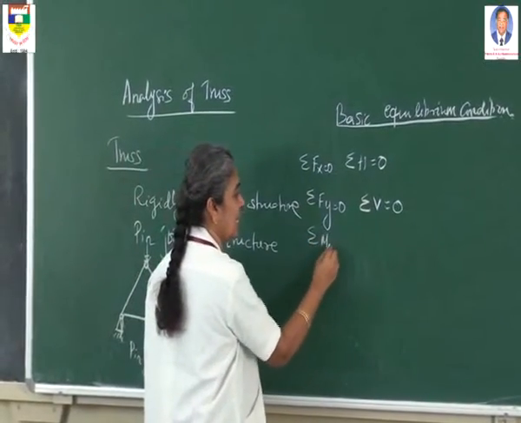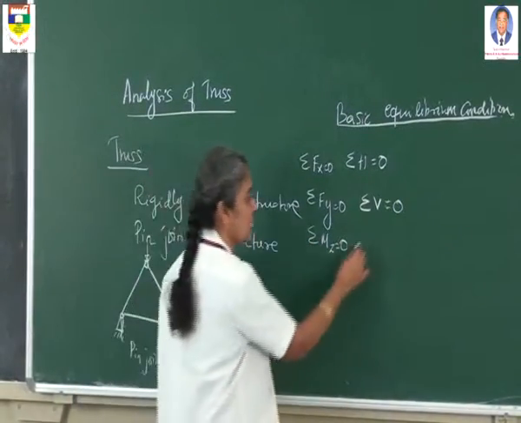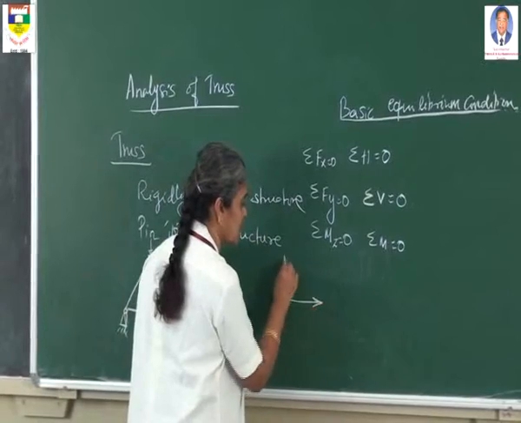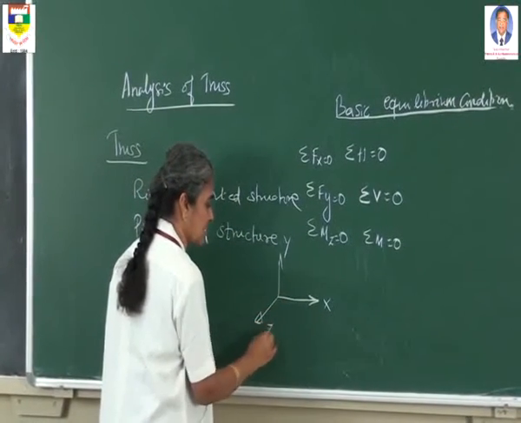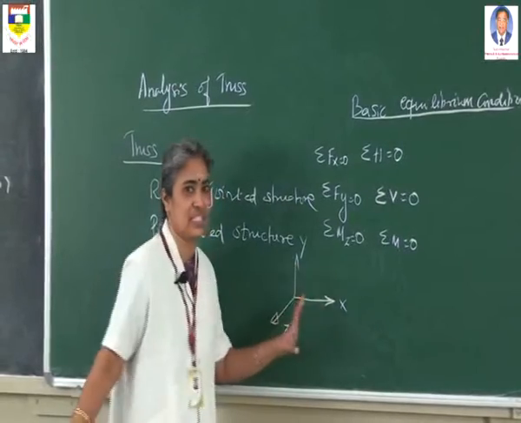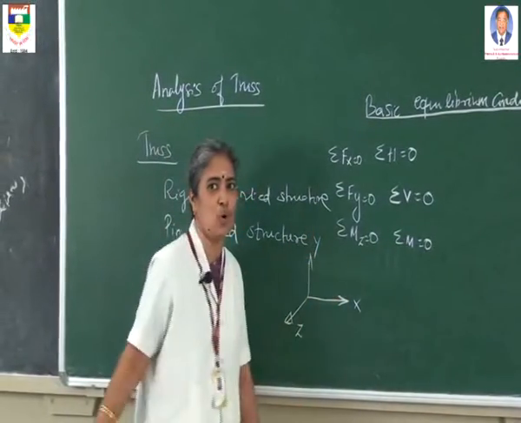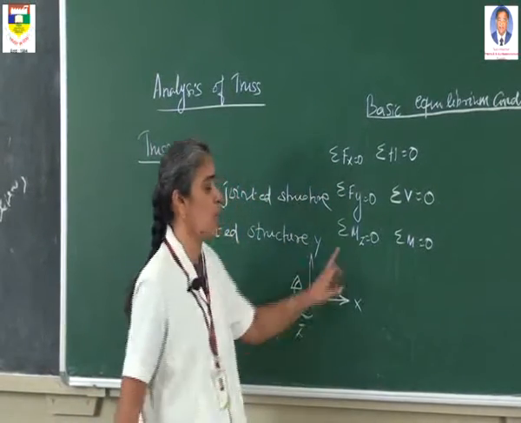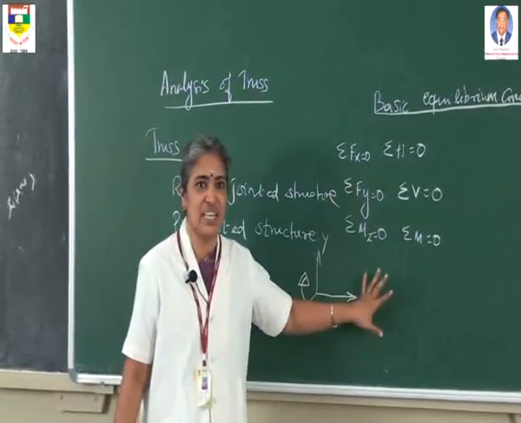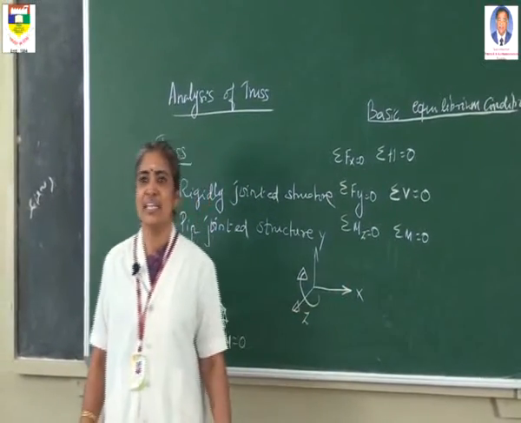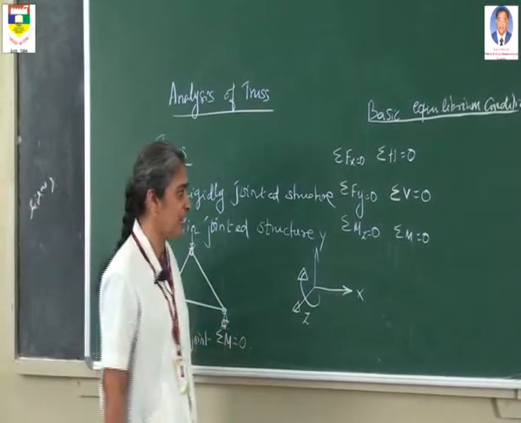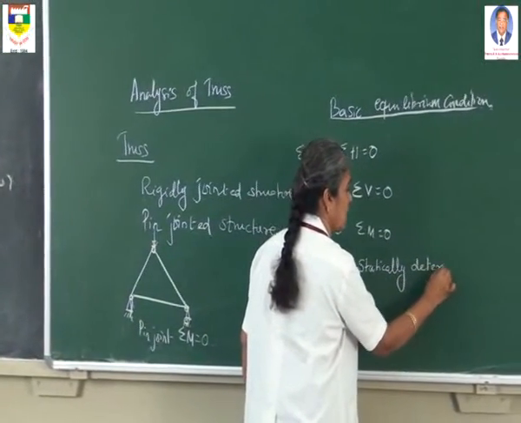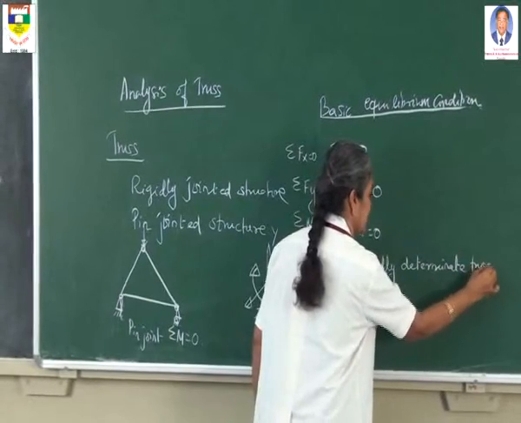Next, summation of moment in the z direction is zero. In a plane structure you have only two axes in the plane, the x axis and y axis, and the z axis is perpendicular to them. It is a two-dimensional structure, so along these two directions forces are zero, and the moment, which rotates about the z axis, is zero. These three are the basic static equilibrium conditions. Using these conditions, trusses are classified into two types: statically determinate truss and statically indeterminate truss.